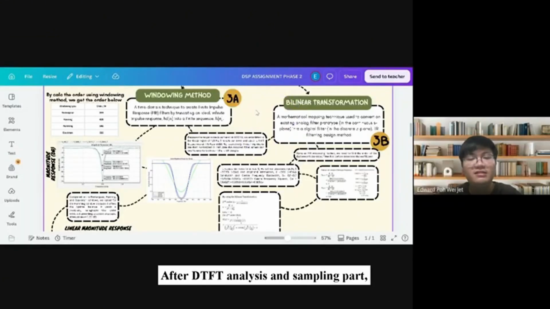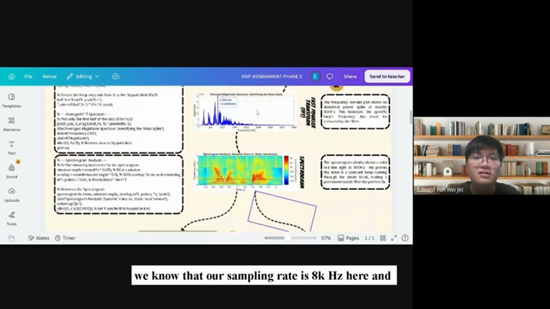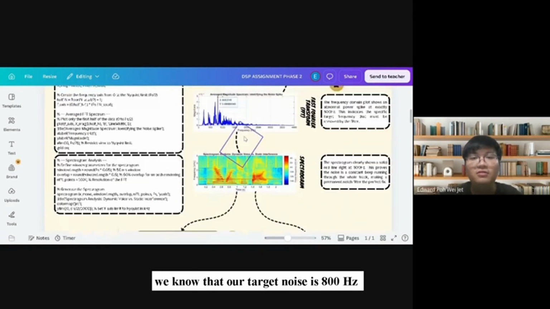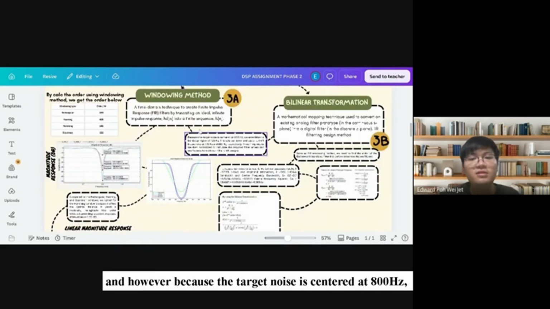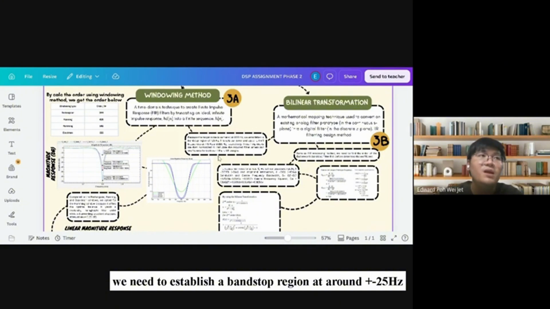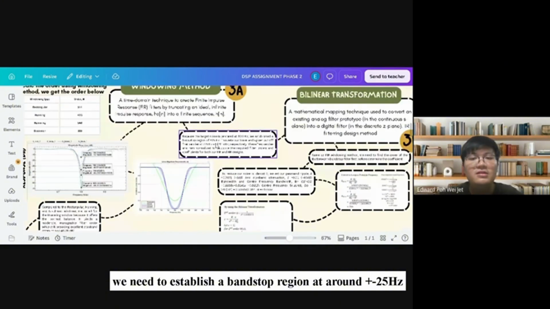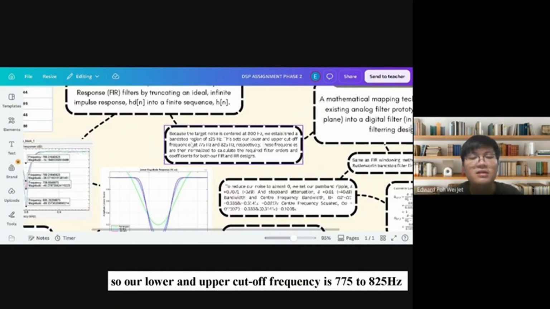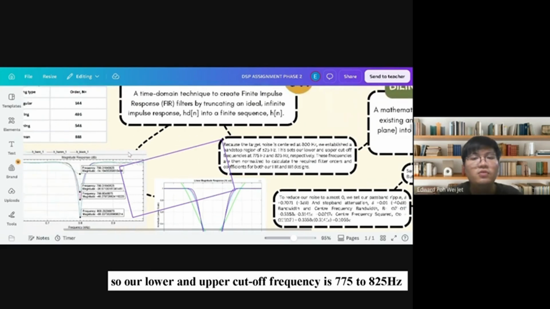From the DTFT analysis and sampling part, we know that our sample rate is 8 kHz and that our target noise is 800 Hz. Because the target noise is at 800 Hz, we need to establish a bandstop region of plus or minus 25 Hz. So our lower and upper cutoff frequencies are 775 and 825 Hz.